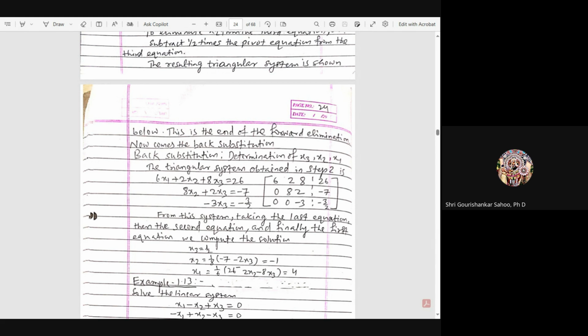So your x3 is equal to half, and by putting the value of x3 in the second equation, you get the value of x2 as minus 1, and by putting the value of x2 and x3 in the first equation, you have your value of x1 as 4.